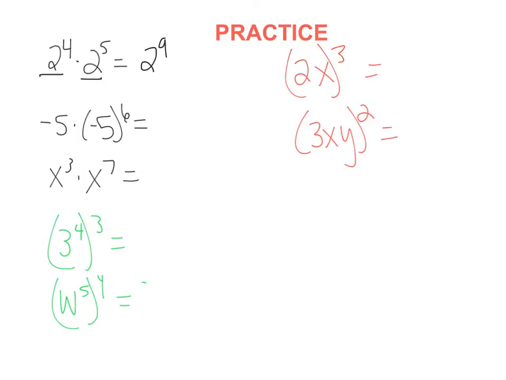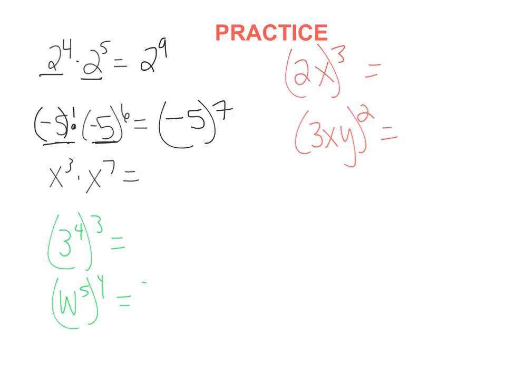In our second example, again, we have the same base and it's being multiplied, so I can go ahead and add the exponents. This -5 is actually to the 1st power. Even though it's not there explicitly, it's there. So this becomes -5 to the 7th power.